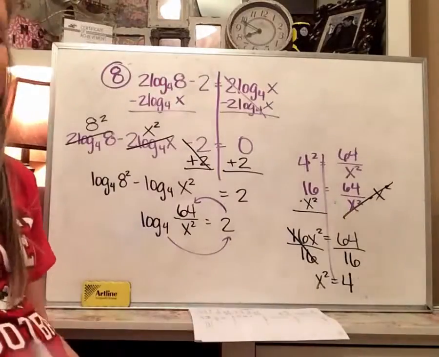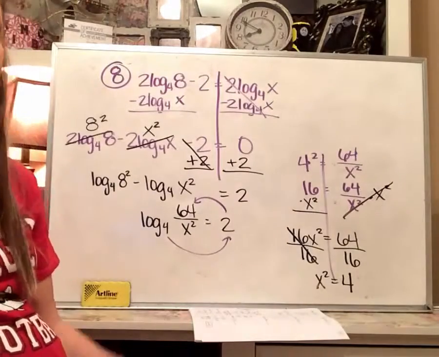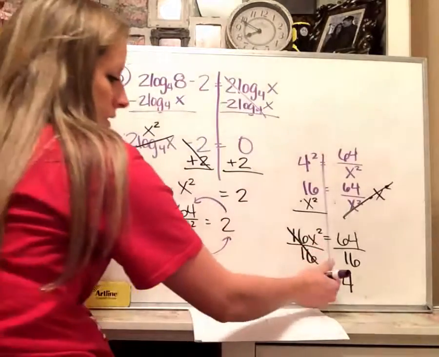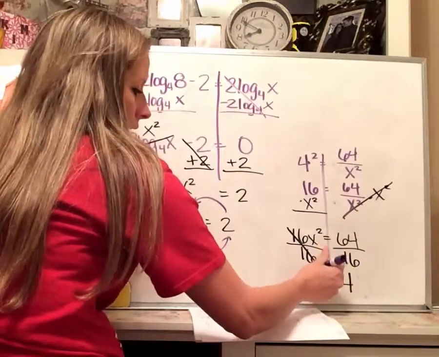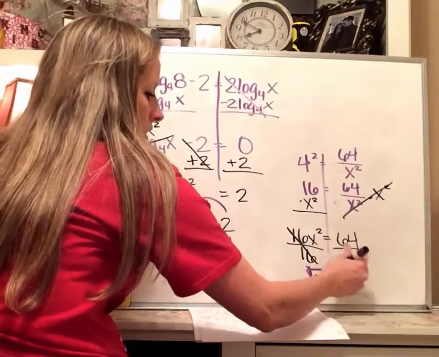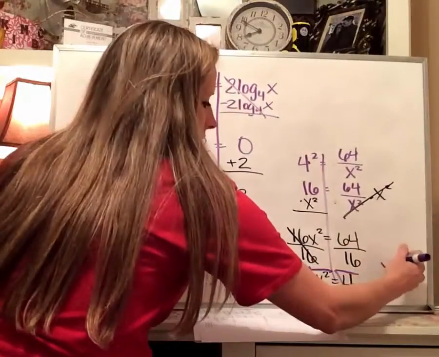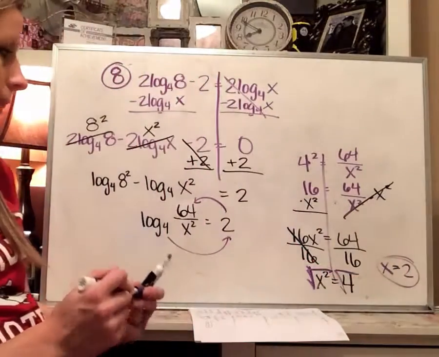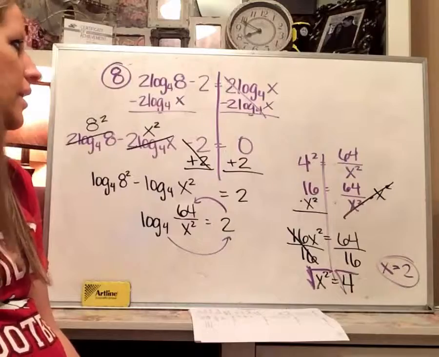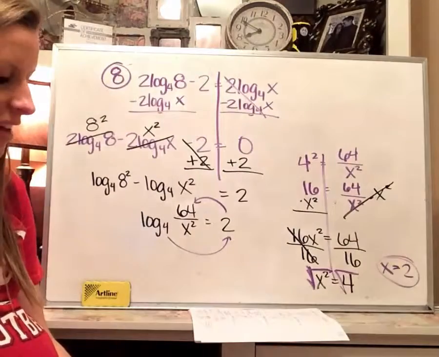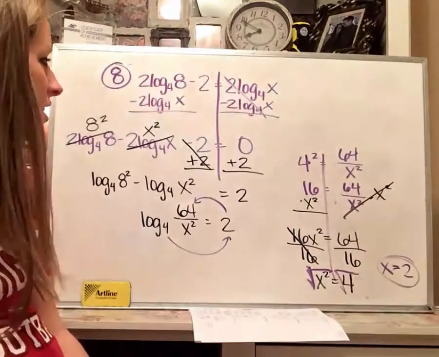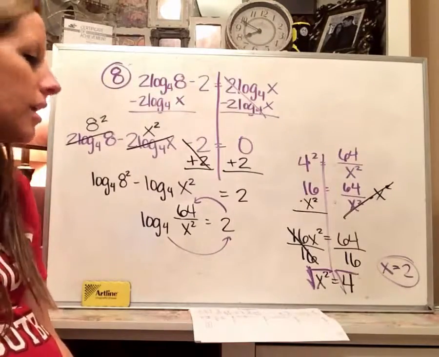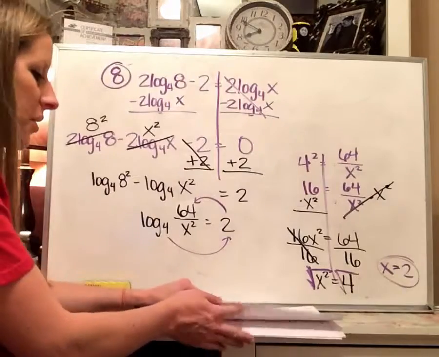And we still aren't done because we don't have x by itself. How do we get rid of the squared? The opposite of squaring something is square rooting it. So square root both sides, and x equals 2. That one was kind of long. They aren't all going to be like that. That's probably one of the harder ones. Not really harder, but longer.